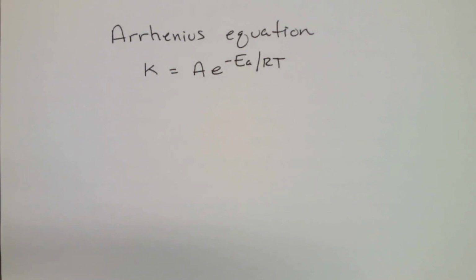In an earlier video, I showed how to make an XY scatter plot of the Arrhenius equation. In this video, I want to explain the equation and actually find the activation energy of a reaction from the Arrhenius equation.